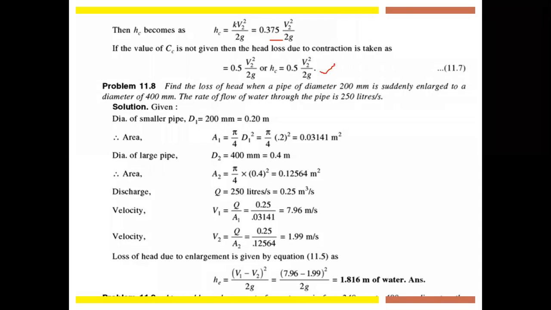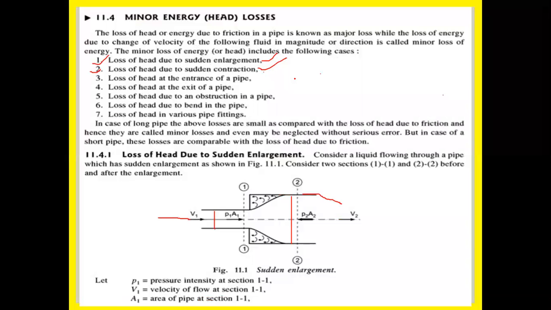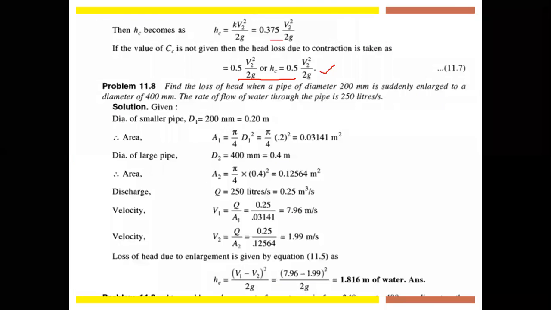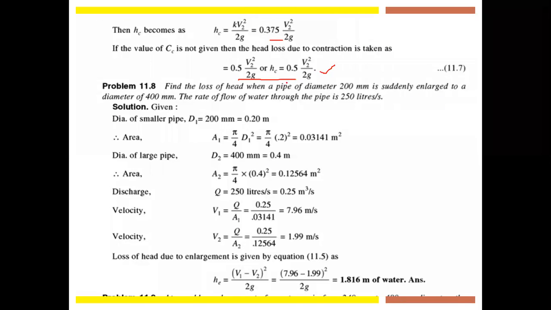HC is 0.375 V2 square by 2G. So these are the formulas for contraction and enlargement. Based upon this contraction and enlargement, we will see some problems. Okay, next. So based on this, we'll see some problems.